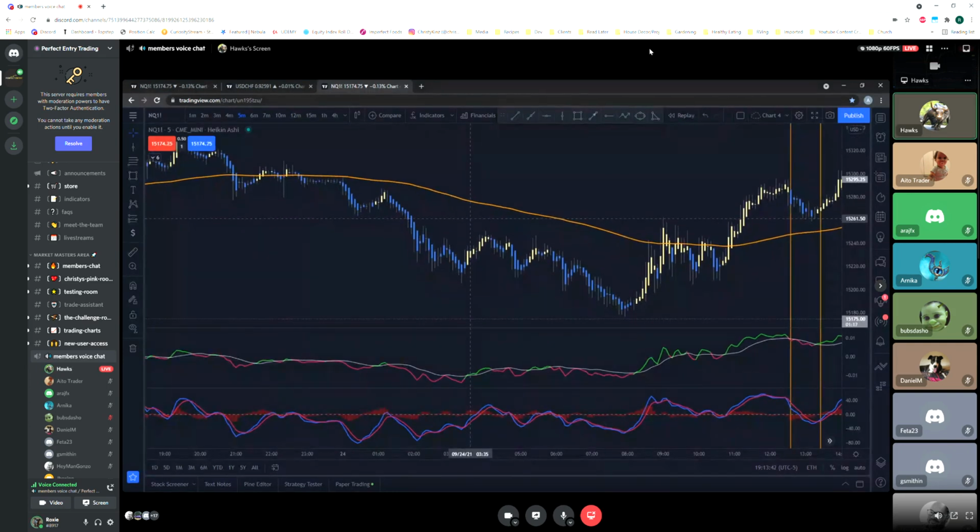The second thing that I frequently get is, do all divergences play out? And the answer is no. Not all divergences will play out to the same degree.